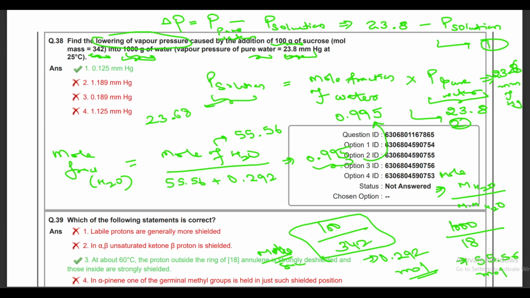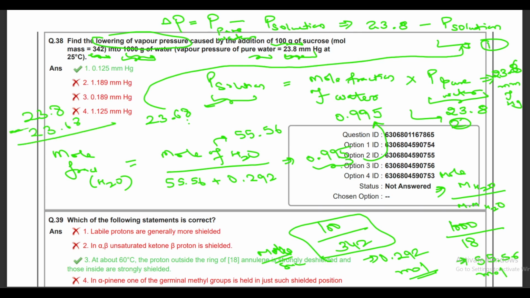23.68. And now this is the pressure of solution, fill this value 23.68 here, and when you subtract it, you will get the value, that is 0.12 mm of mercury. So which is your first option? So option A is your correct answer. Clear? So this numerical is very easy. Option A is your correct answer.